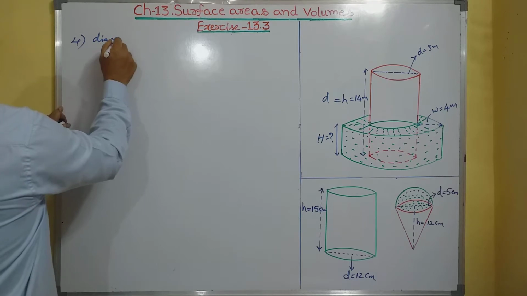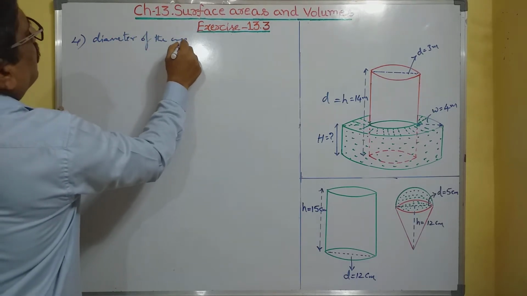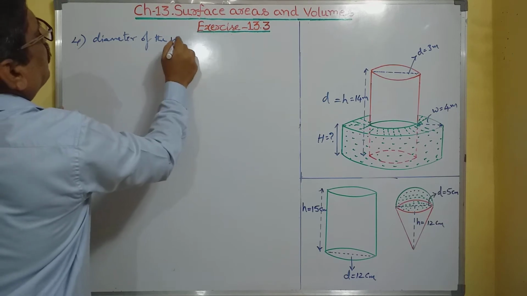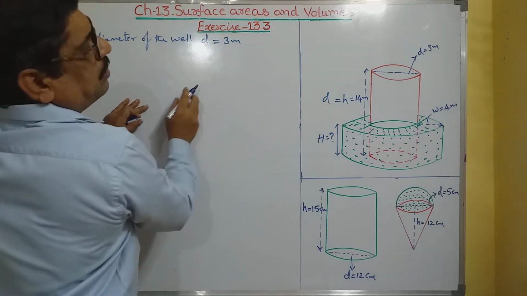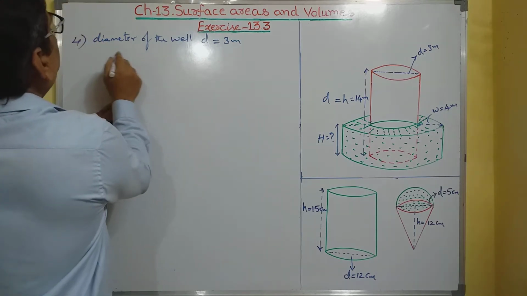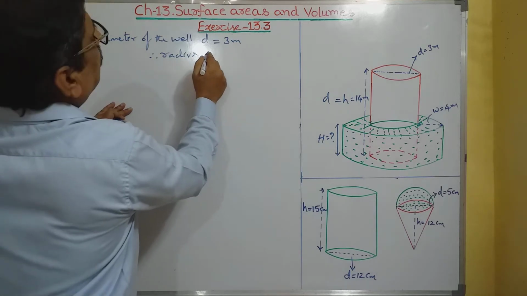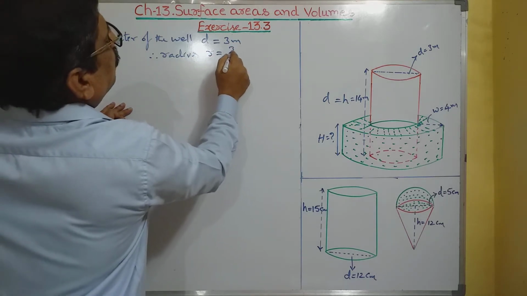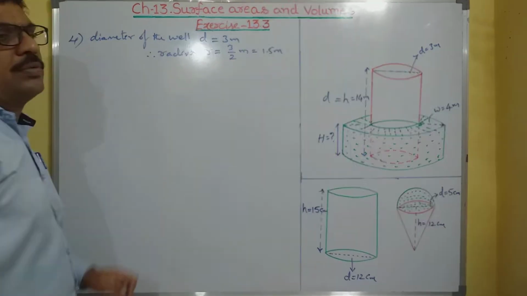Diameter of the well, D is equal to 3 meters. Therefore, radius r is equal to 3 by 2 meters, that is 1.5 meters.